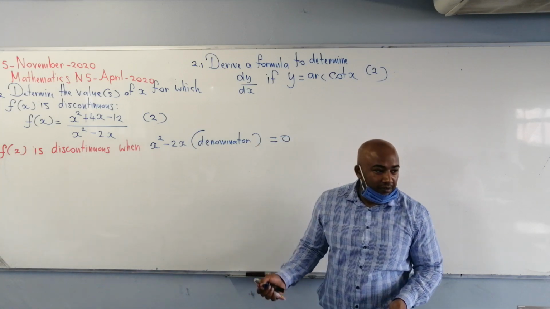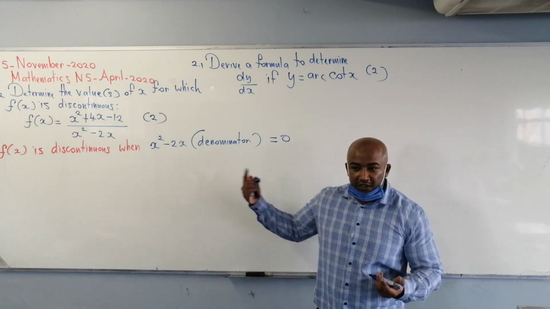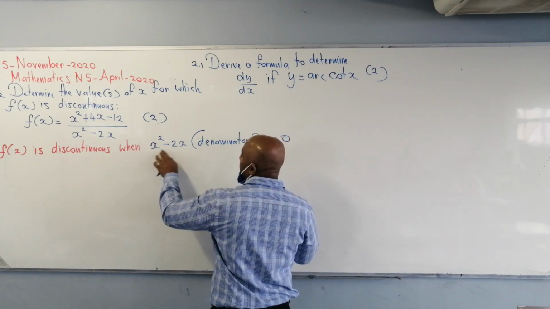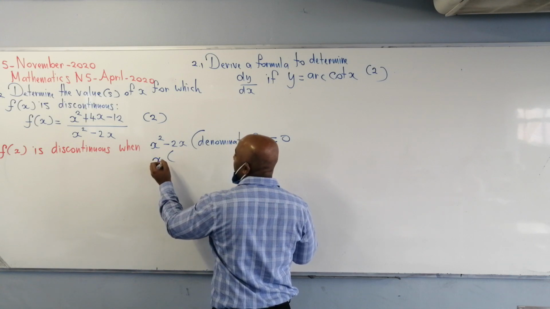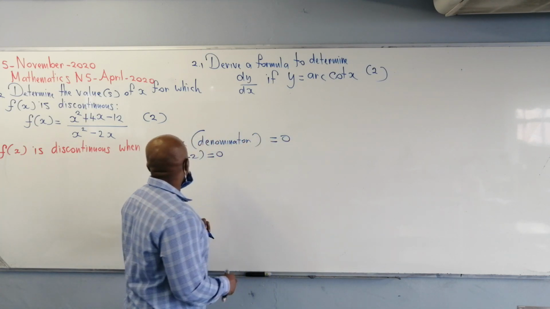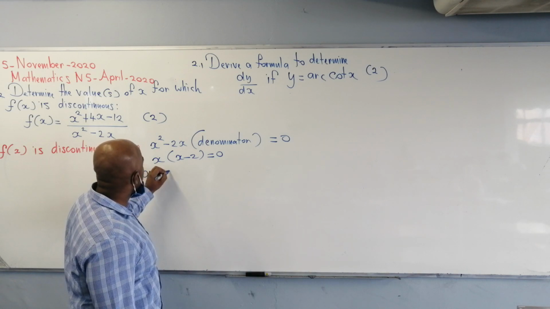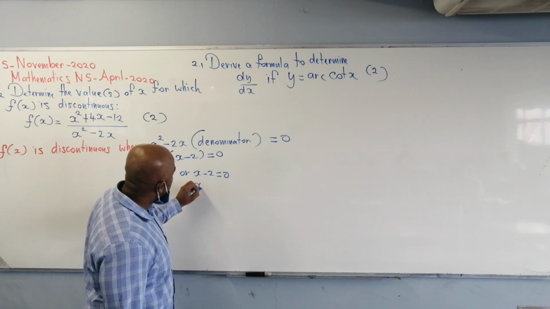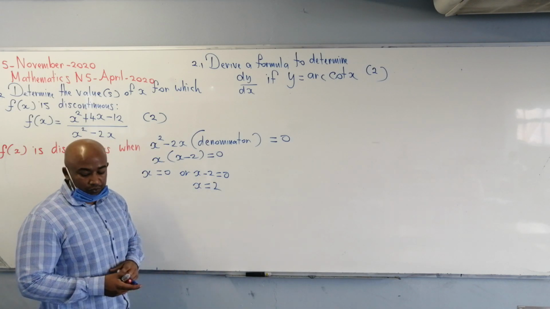So when will the denominator equal 0? We need to solve for x here. So x squared minus 2x is equal to 0. Simple, take out x as a common factor, so we are left with x times x minus 2 equals 0. So therefore, x is equal to 0, or x minus 2 is equal to 0, so x is equal to 2.